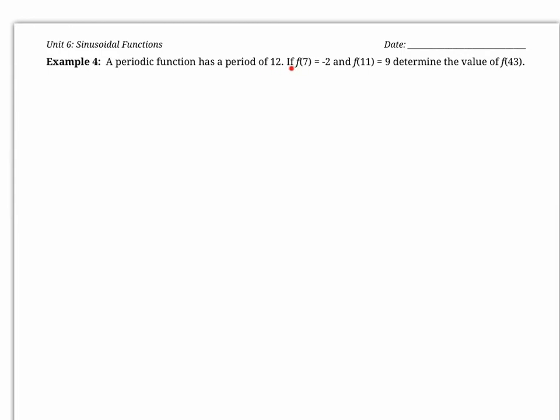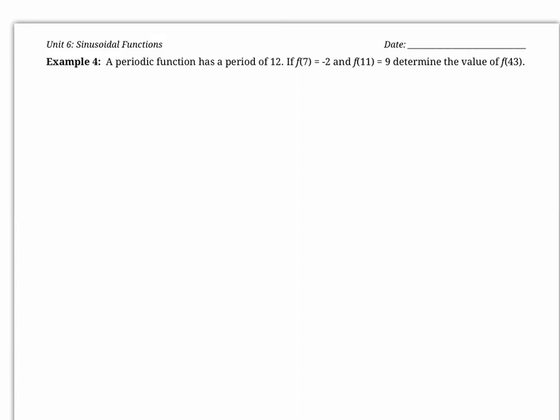Then it says if f at 7 is -2 and f at 11 is 9, determine the value of f at 43. So how are we going to find that when we're only given this information? We're given tiny little clues to find this value all the way over here. So let's take those clues and maybe put them into a table of values. Maybe that will help us.